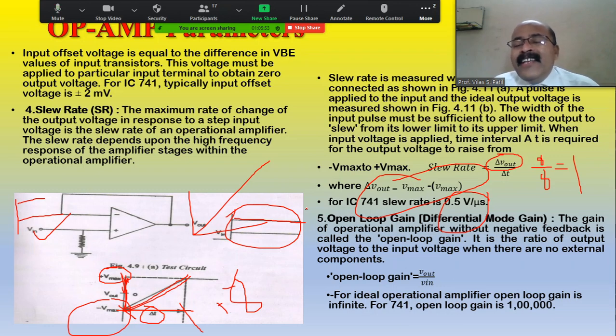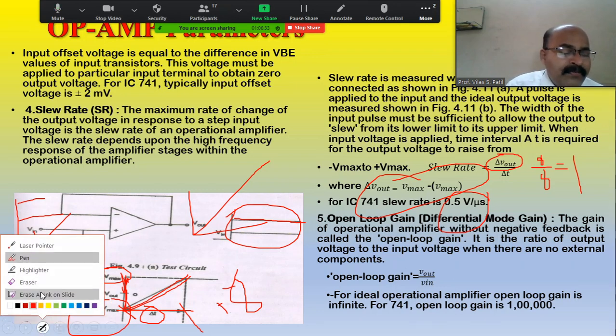in such a way that it is the ratio of change in output voltage, that is delta V max, and delta V max is V max minus minus V max. It becomes plus, and that is the difference between the low level and the high level of voltage. The difference between these two voltages is delta V max. In such a way we have to calculate the slew rate, and that is the fourth parameter of the operational amplifier. Friends, I am going to erase all these things first.